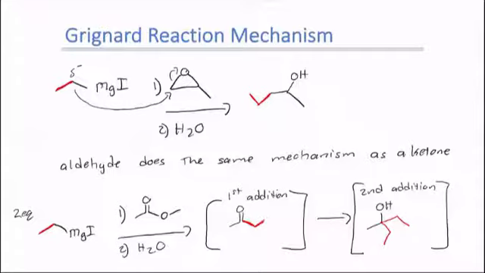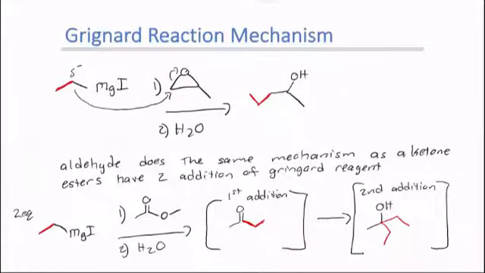So esters, we'll make another little note here. Esters have 2 additions of our Grignard reagent. So we actually add 2 alkyl groups at that point instead of just 1. One thing to note, it does not react with carboxylic acids.